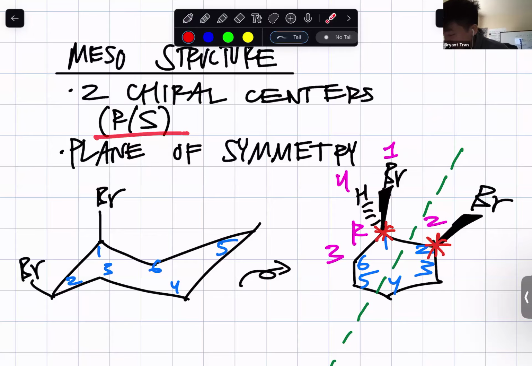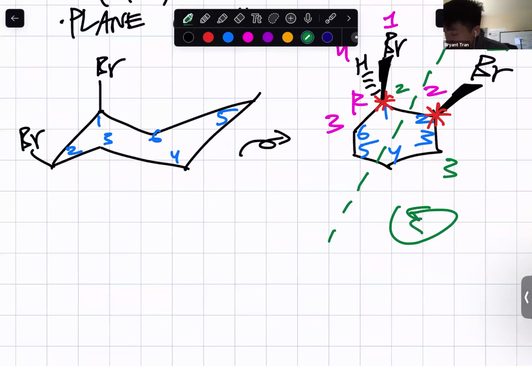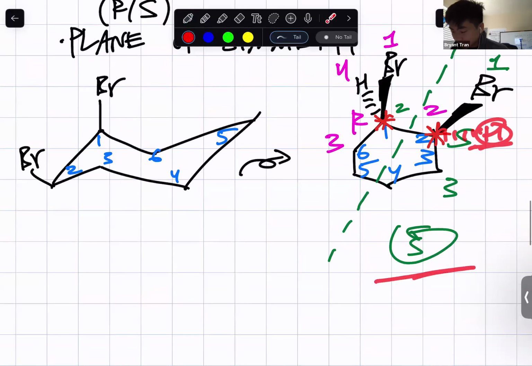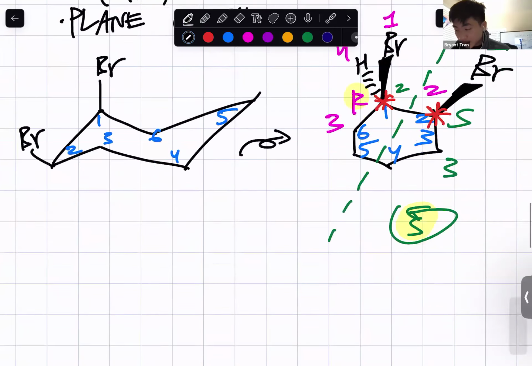Now, just based on what we said so far, I would predict this is S, but let's make sure by saying that this is 1, this is 2, this is 3, and then going this way, which is counterclockwise, is S, and it will stay S because the hydrogen here is on the backside. So it's good to stay as an S. Nice. Okay.